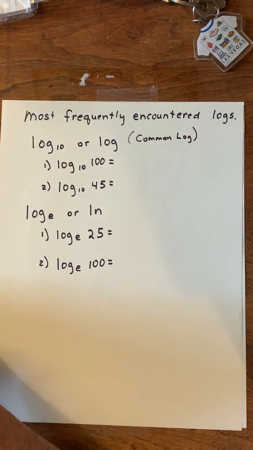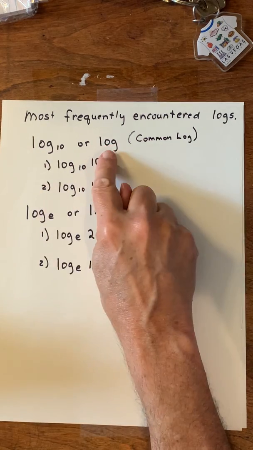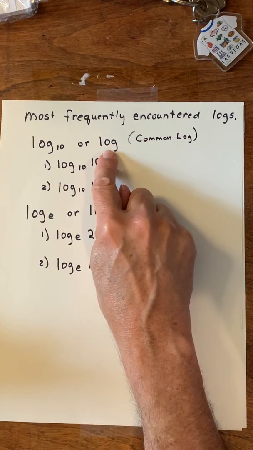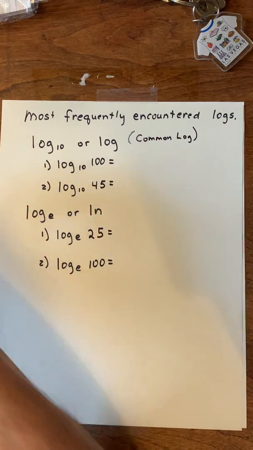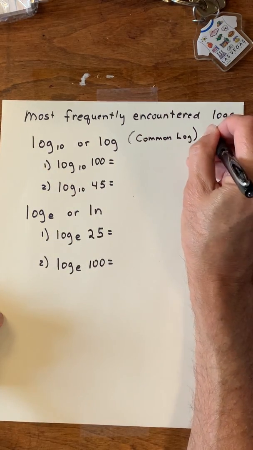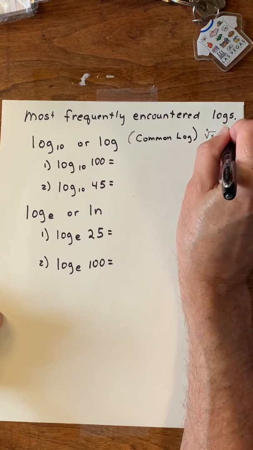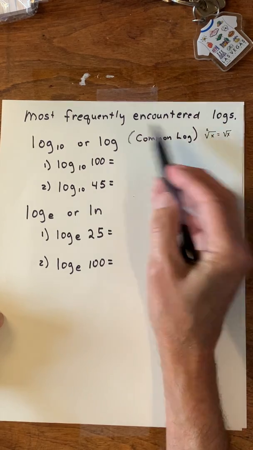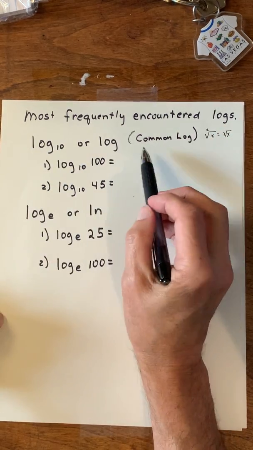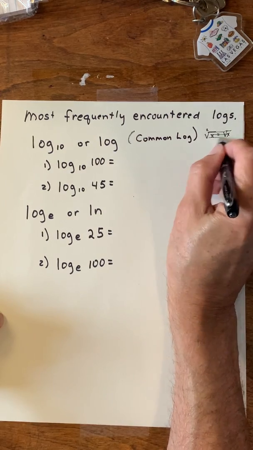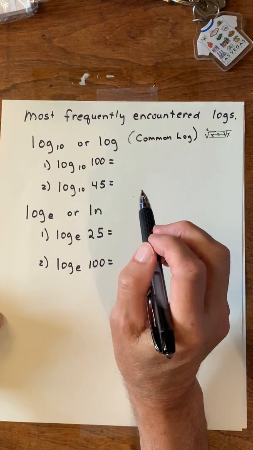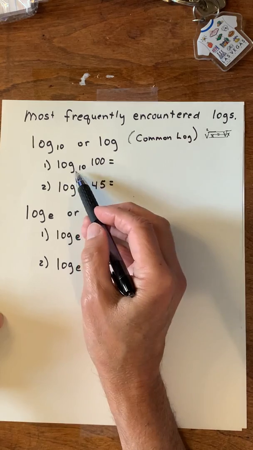Log base 10 is the common log. It's so common that we simply use log itself. Just like, remember, square root of x, we typically don't put the index. We just say square root of x. Why? Because it shows up so frequently. Common log is log base 10. So let's look at these guys.